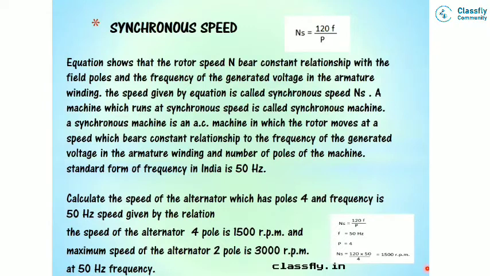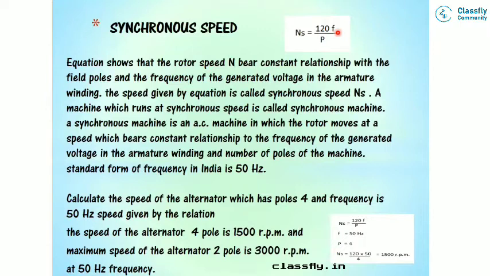So here it states a relationship: N is the synchronous speed and it is equal to 120 F by P. This F is the frequency and P is the number of poles. This equation clearly shows us that the rotor speed N bears a constant relationship with the field poles. Don't get confused: field poles means the number of poles, and the frequency of the generated voltage in the armature winding.